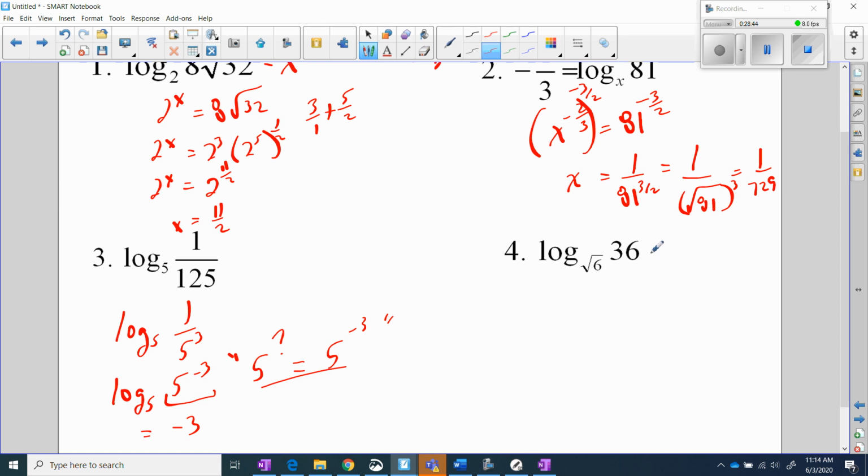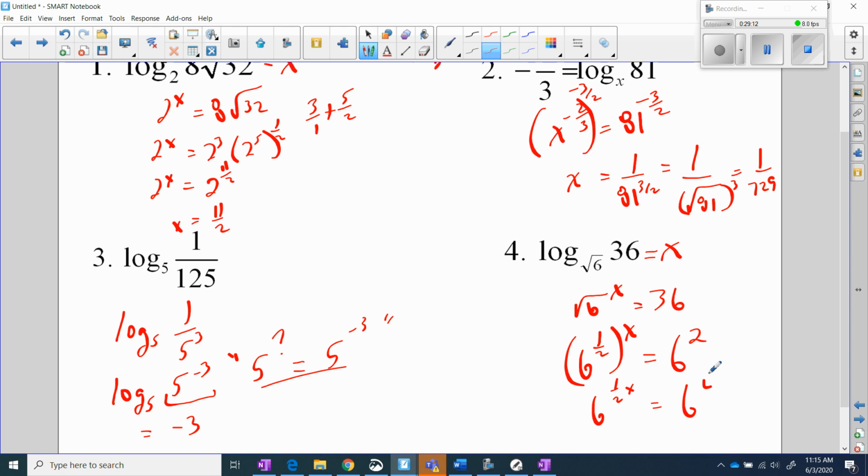This one, I think I'm going to go with the strategy where I make it equal x. I'm going to go root 6 to that exponent. So radical 6 raised to what exponent will give me 36? I'm going to change this to 6 to the half. That's root 6 to the x. I'm going to change 36 to 6 squared. Multiply these together. 6 to the 1/2 x has to equal 6 squared.